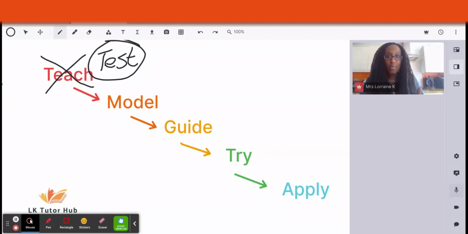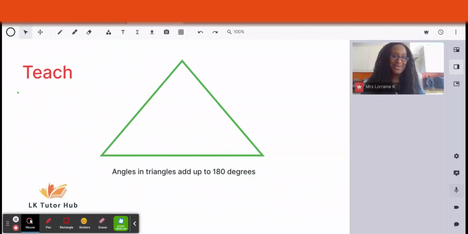But for this video, I'm going to model it as a teaching. Okay, so here we go. I'm a maths teacher, so I'm using angles in triangles as an example. But I would love anybody to comment on this video and show and apply it to an English concept, or I'm going to get one of my colleagues to do it to a grammar concept as well.